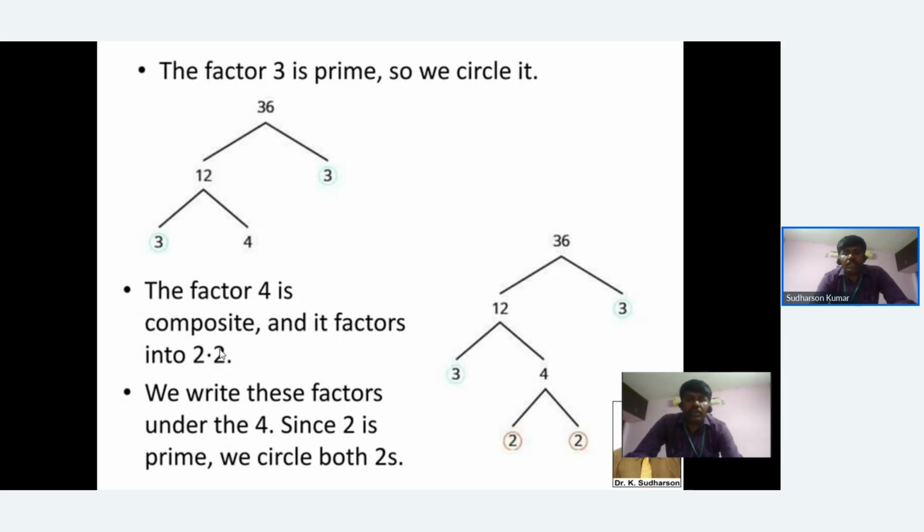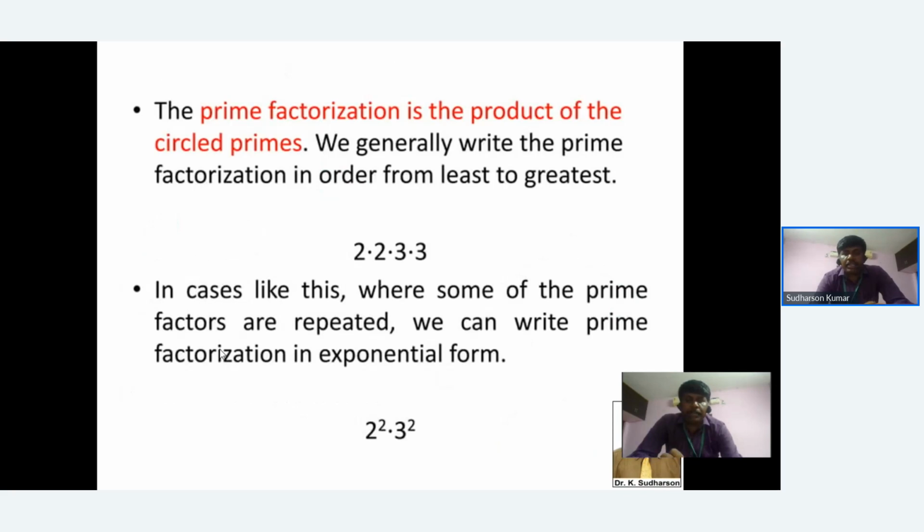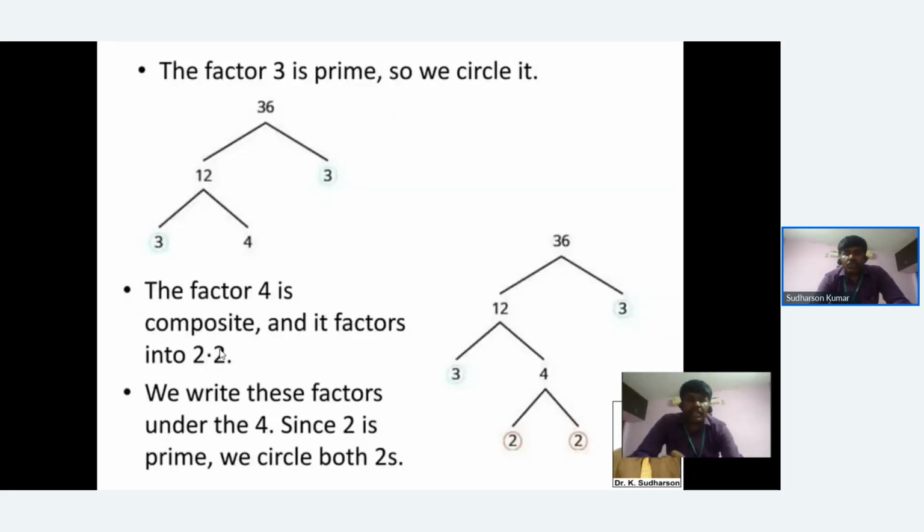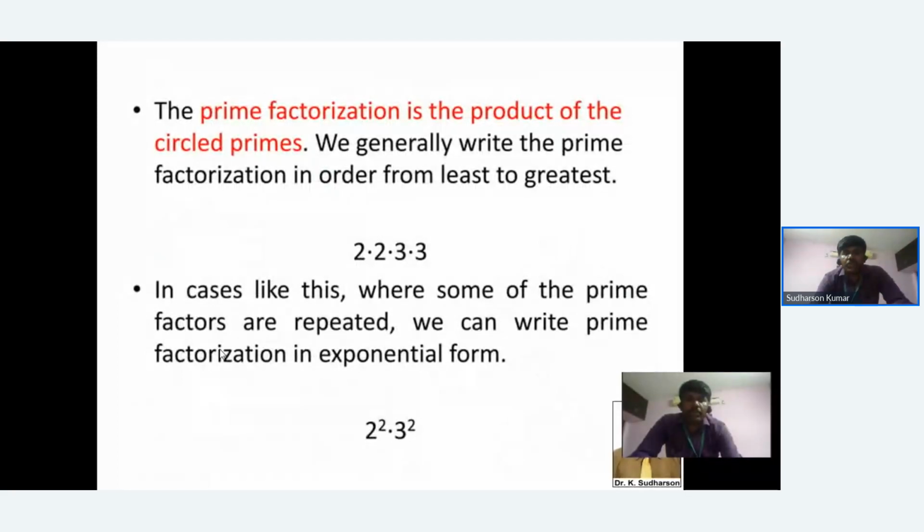Again, 4 we can factor like 2 into 2. So this is the final tree: 36, we can factor 12 into 3. Again, 12, we can factor 3 into 4. Again, 4, we can factor 2 into 2. This is the final factor tree for 36. Now we can circle the prime factor numbers. Then we get two 2s and two 3s. It means 2 power 2 into 3 power 2. This is the prime factorization of 36.